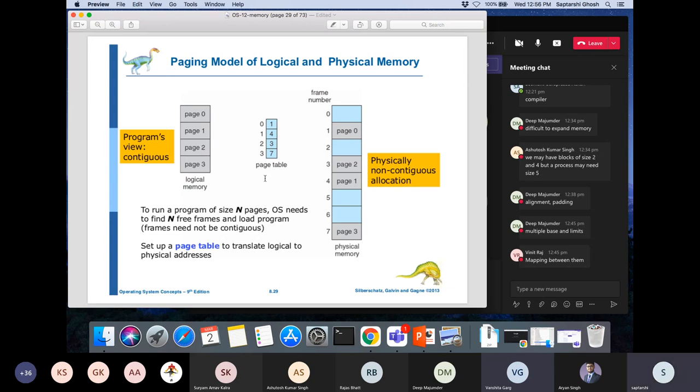So this is exactly similar to what we discussed in the segmentation scheme. Now we have a page table which helps this mapping from a logical page to a physical frame. Remember, pages and frames are of the same size. So this page table is used to translate logical to physical addresses. Basically, to run a program, a new process comes which requires n pages of memory. The OS simply needs to find n free frames and load the program, and these frames need not be contiguous.